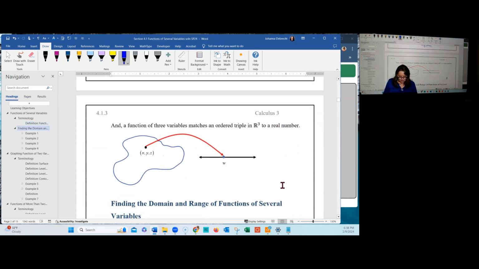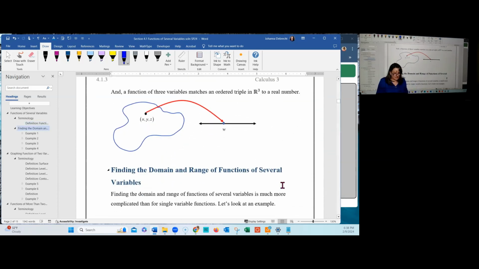When we look at a function of 3 variables, again, this blob on the left is no longer in the plane. What's coming out of this domain are ordered triples. So this domain is a subset of R3, and that means that it's a subset of 3-dimensional space.